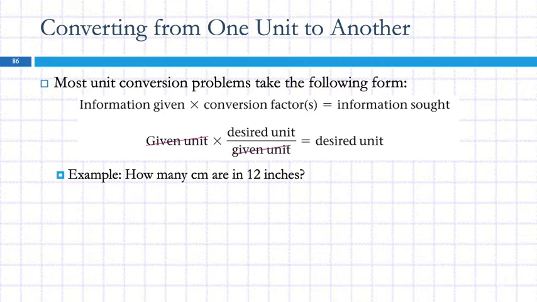So most problems are going to take this general form. You're given some information, you're going to multiply by one or more conversion factors, and then you're going to get the information that the problem's asking for. Or as an equation, it would look like this. The given unit times this relationship of the desired unit over the given unit gives you the desired unit. So let's do an example.